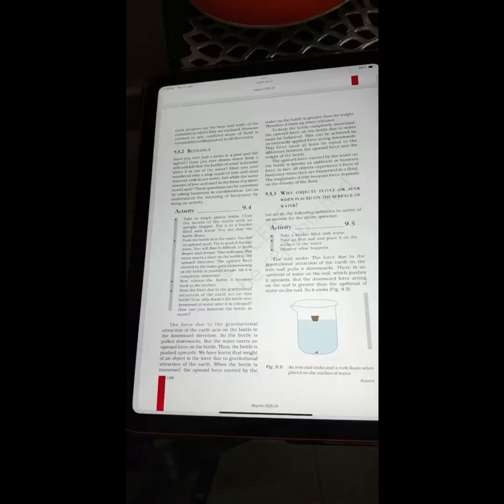Let's move to the next page, that is page number 108 of your NCERT. Exert pressure on the base and the walls of the container in which they are enclosed. Pressure exerted in any confined mass of fluid is transmitted undiminished in all the directions.